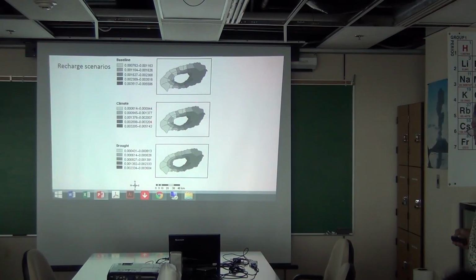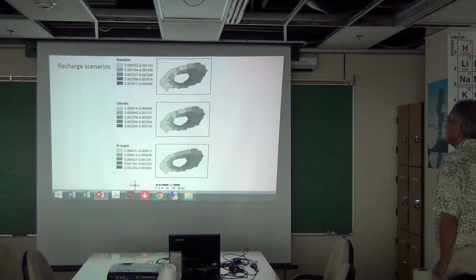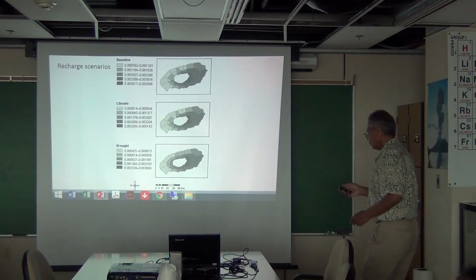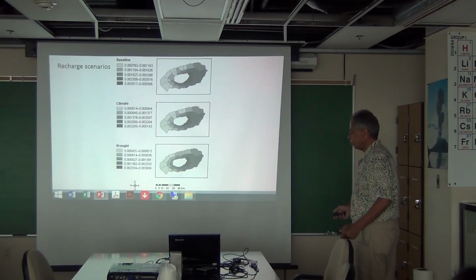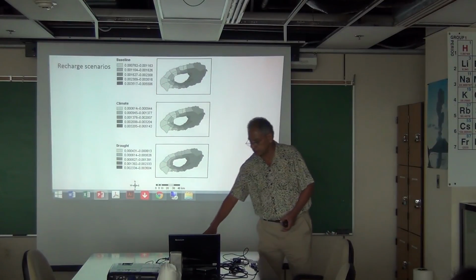But we include land use changes in this one. Then we also include land use change and the drought. Okay? And we use historical data to decide on what drought condition, and that was, as I will show later, much worse than climate change effects. So while we have one scenario for recharge, here we have 3 scenarios.